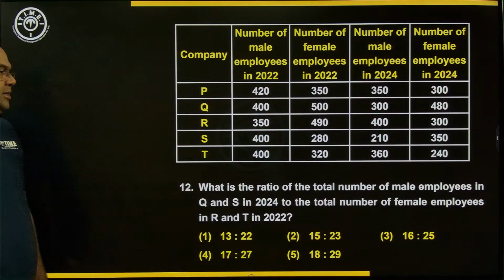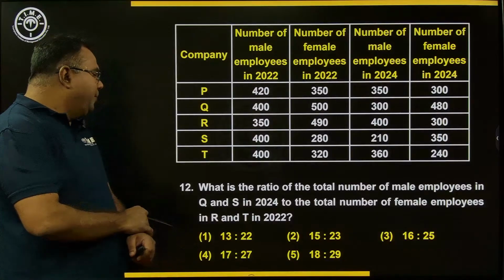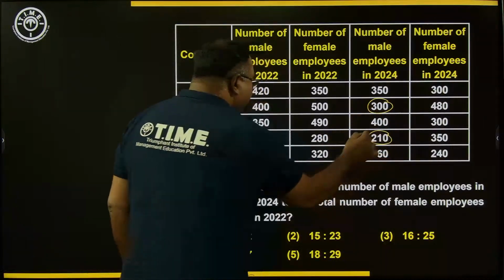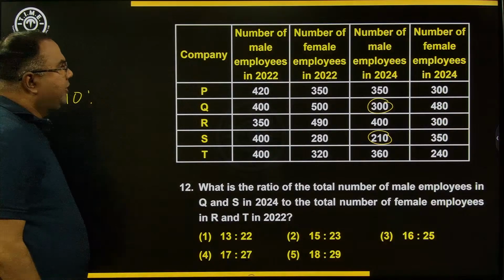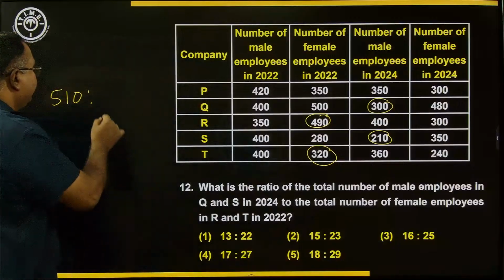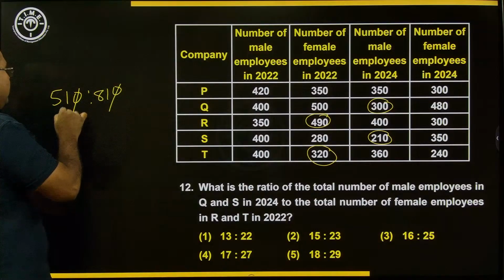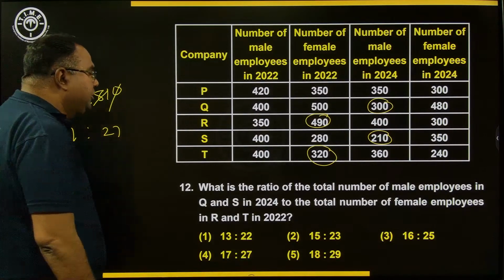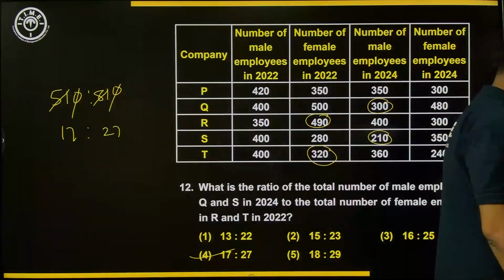Try this question and tell me the answer. Ratio of total number of male employees in Q and S in 2024: Q and S 300, 210, okay, 510, is to female employees in R and T in 2022: R and T 490, 320, 810. So this has to be 3 common factors, 17 is to 27. Choice 4 should be your answer.